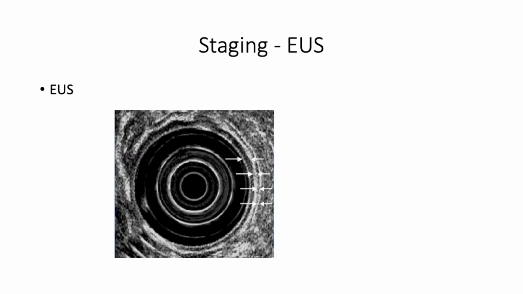All right, so staging by EUS. Again, this is the mainstay of clinical staging. It's going to tell you your T and N stage. So we need to know how to interpret this endoscopic ultrasound. There have been questions on the ABSITE where they just show you this picture and tell you where the tumor is and ask what T stage it is.